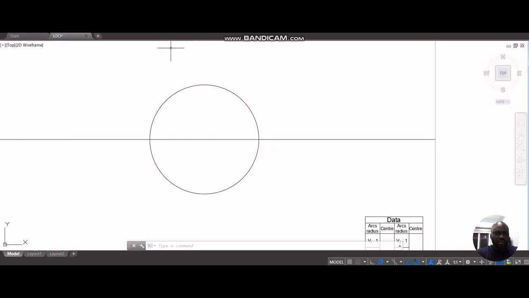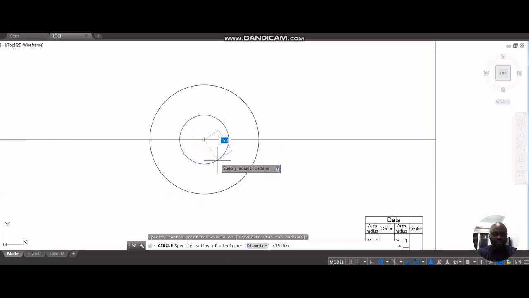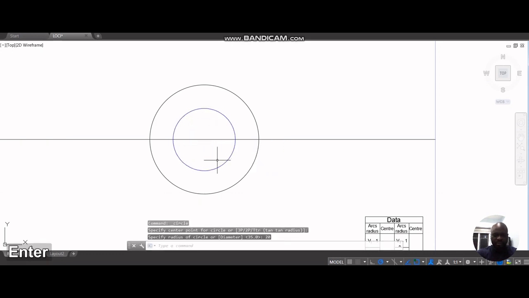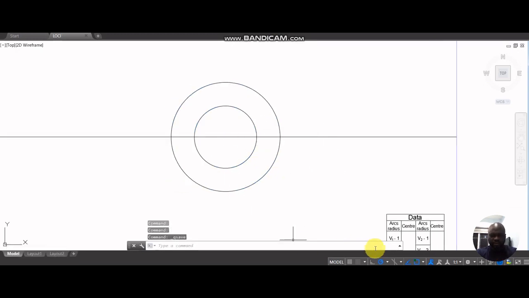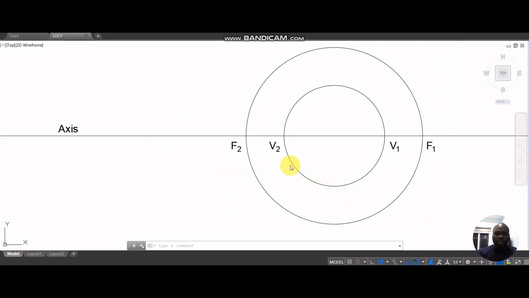And the next thing to figure out is the vertices. The vertices are 40 apart, so the radius of the circle is going to be 20 to get the vertices. All right, now we have this. We can proceed to the other one, but before that, let's label them. We have the vertices labeled as V1, V2. The foci are F1 and F2.